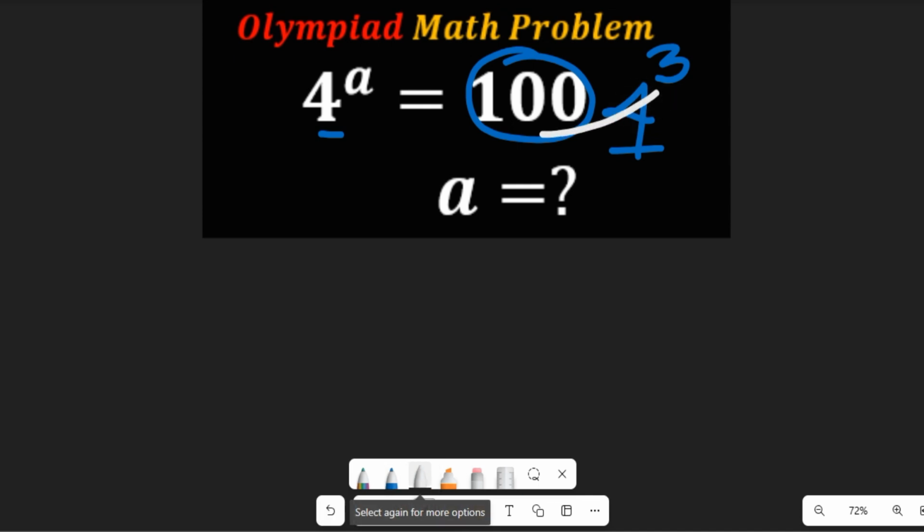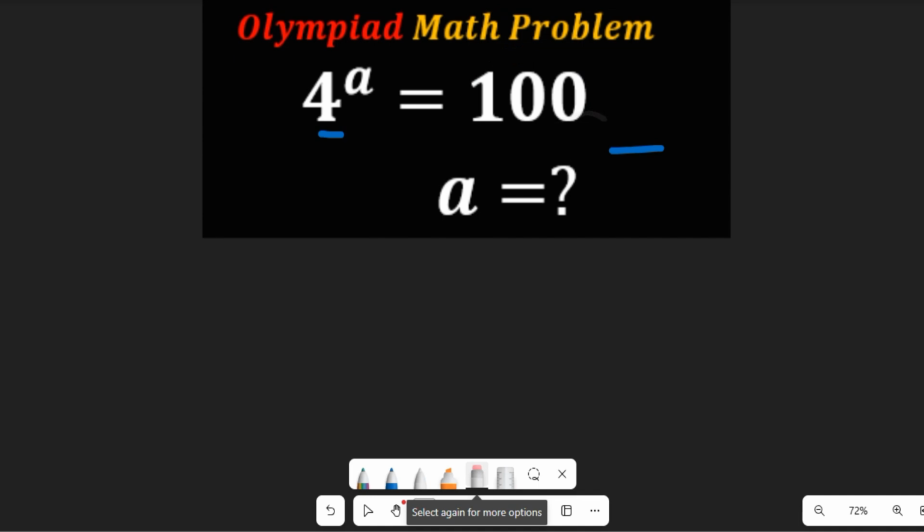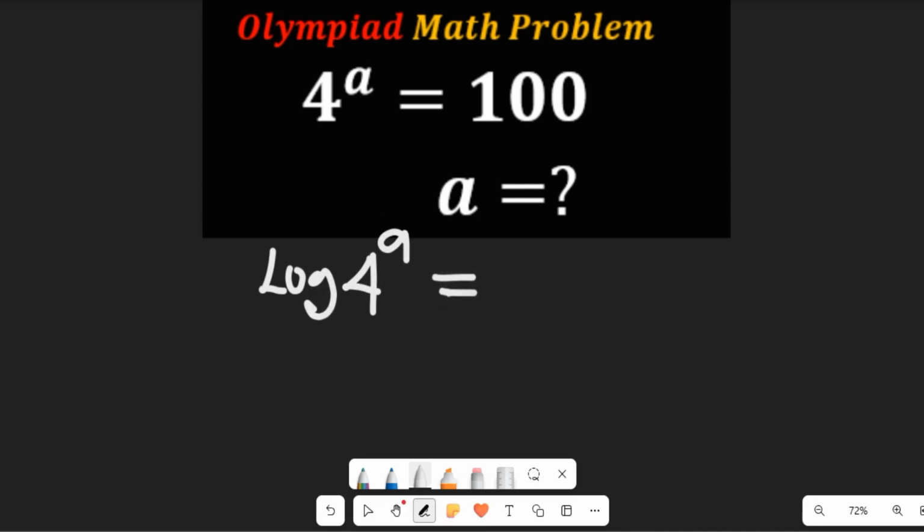So what do you think? Can we solve this using logarithm? Let's try it out. If we solve this using logarithm, then we have to take the log of both sides. Now, if we take the log of both sides, this is going to give us the log of 4 to the power of a equal to the log of 100. Now, mind you, you can still use a natural logarithm.